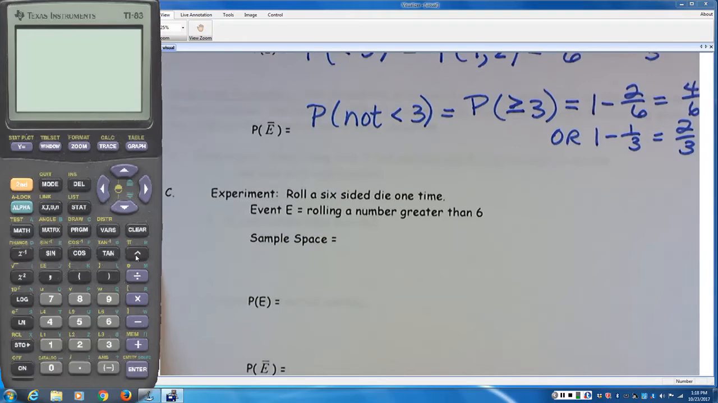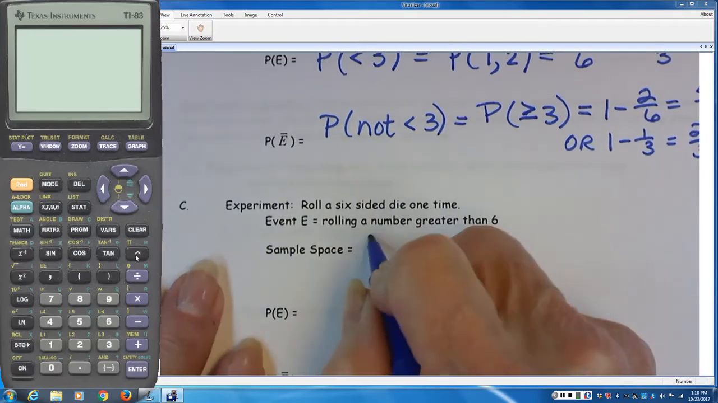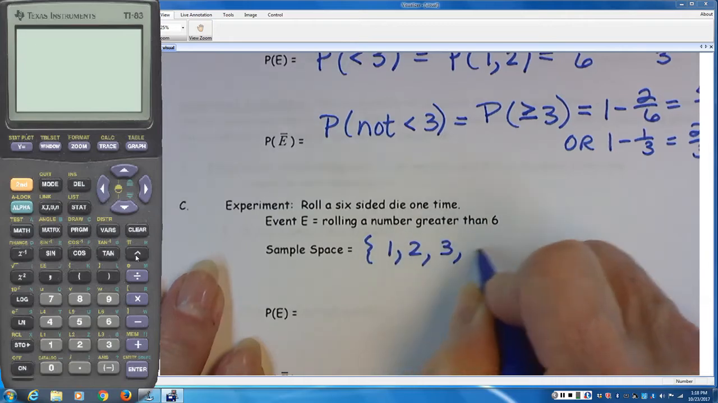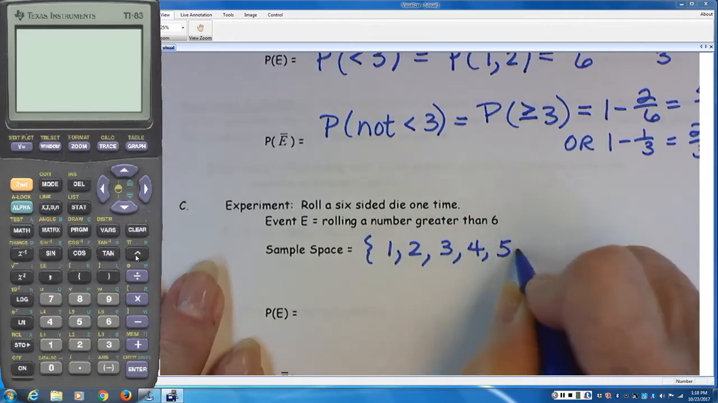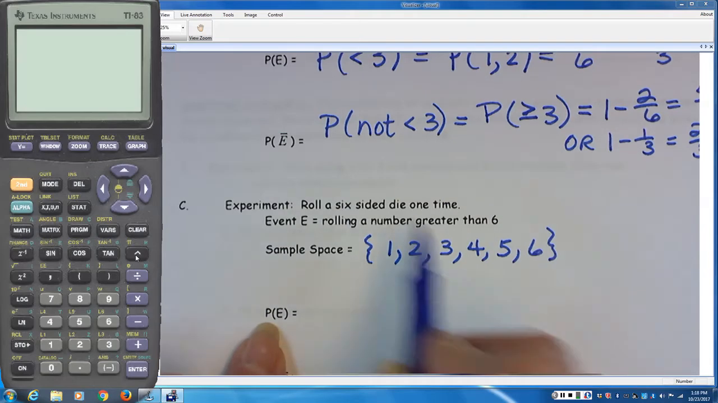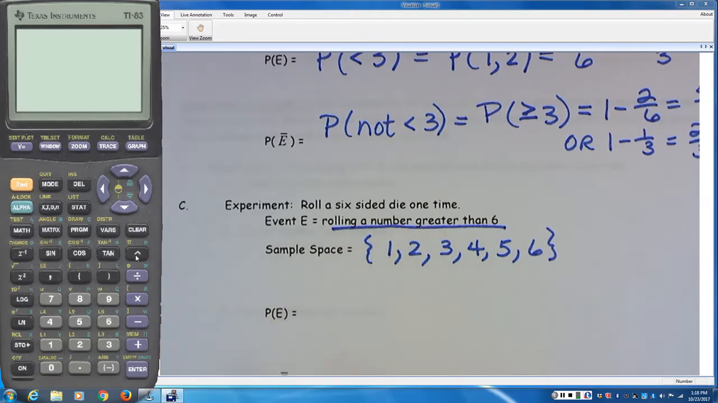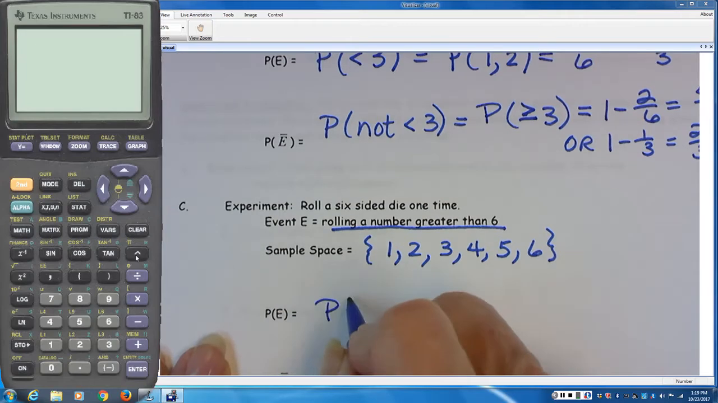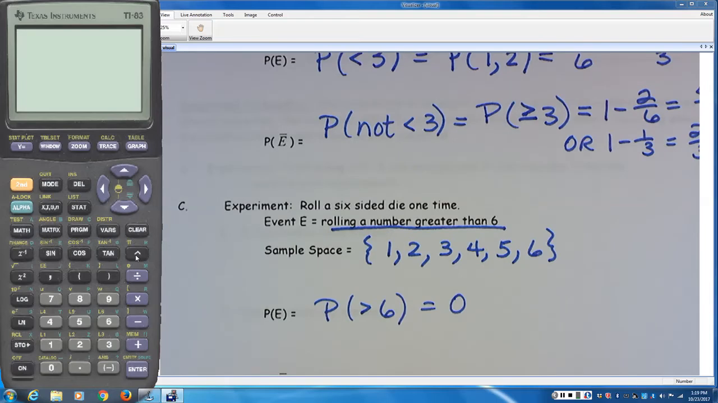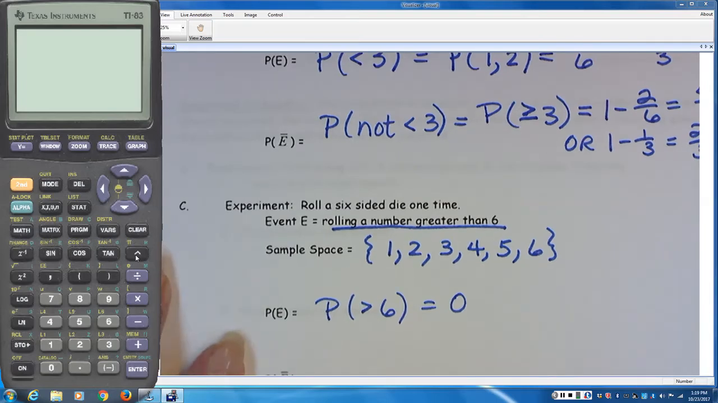Now we're still rolling that die. What's the probability, if you have this sample space, that you roll a number greater than 6? 0. Because there's no numbers greater than 6. You can't get higher than 6.